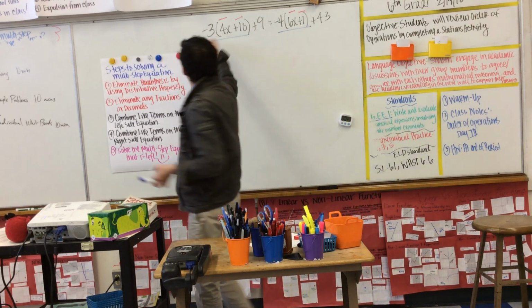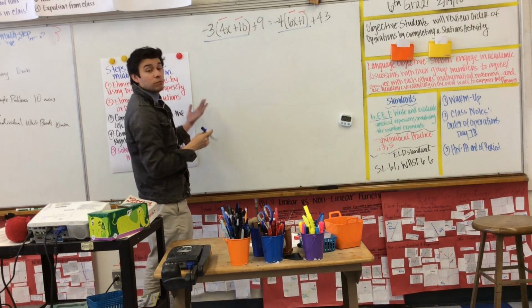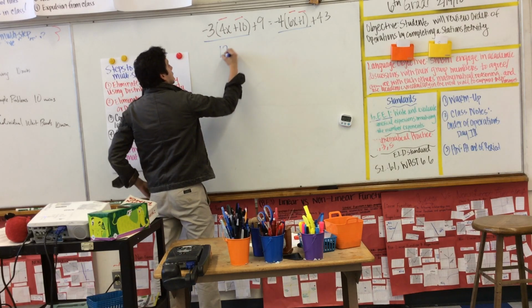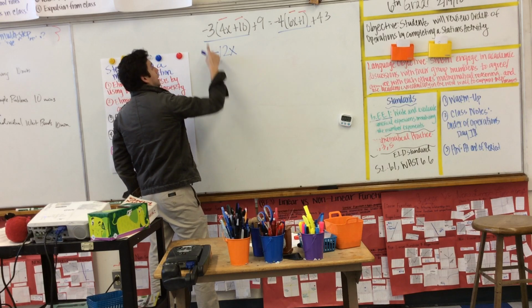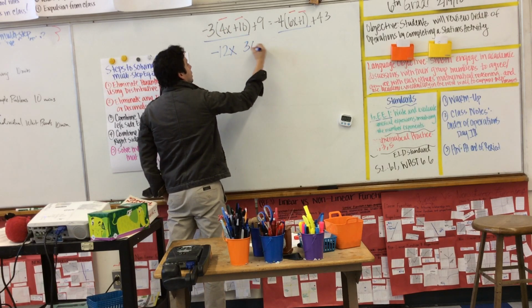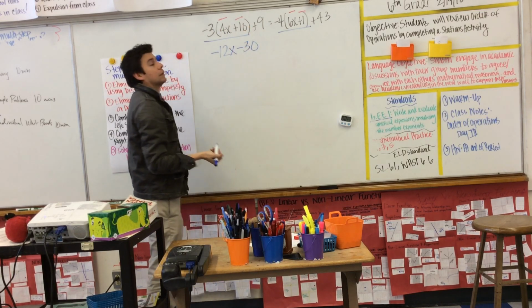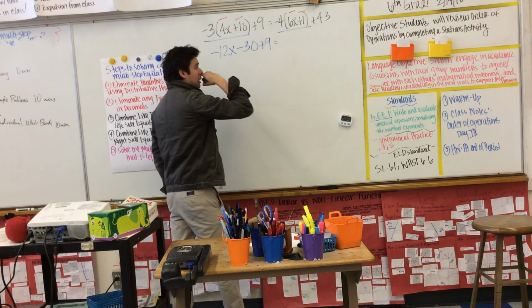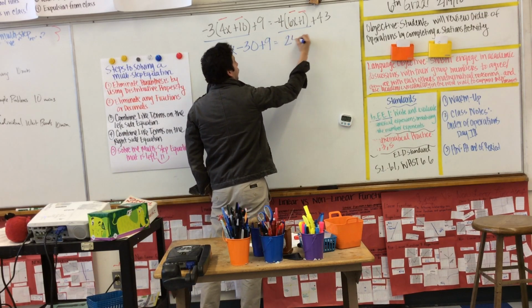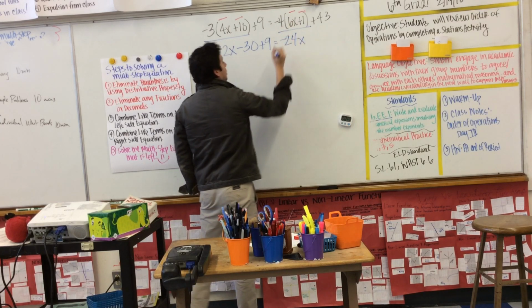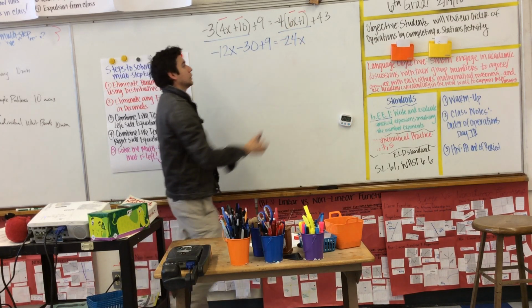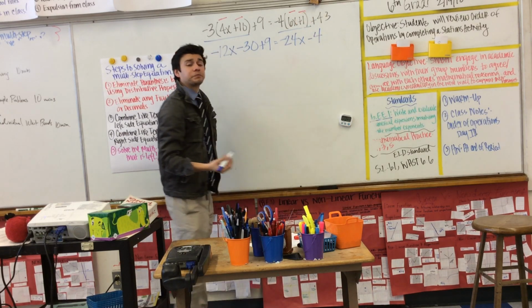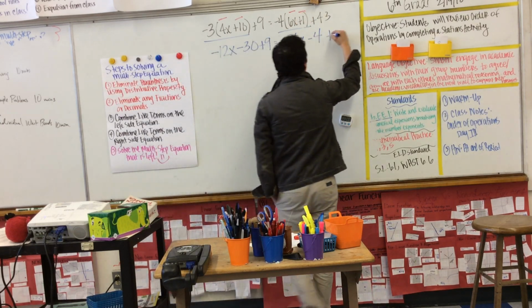After I figure out my signs, I just multiply. Distributive property is just multiplication. 3 times 4 is 12x. Drop the minus sign. 3 times 10 is 30. Drop the minus sign. I didn't touch the 9, so I'm going to drop the 9. Equals 4 times 6 is 24x. Drop the minus sign. 4 times 1 is 4. Drop this new minus sign. And I didn't touch the 43.